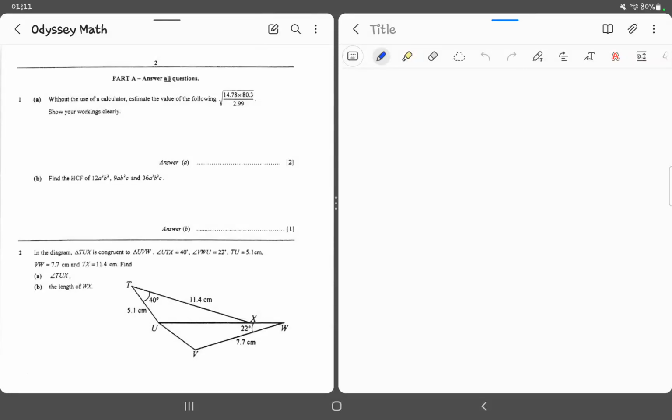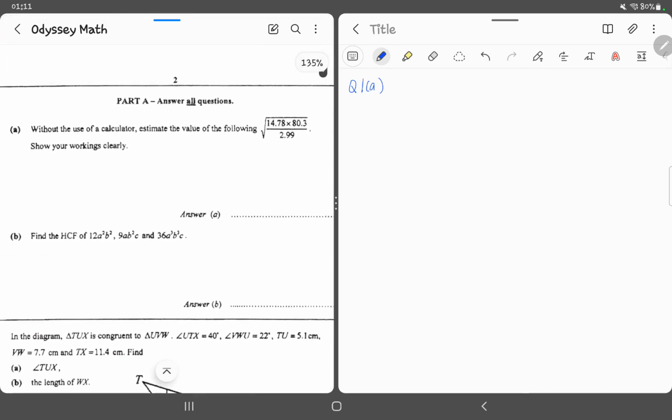Let's do question number 1 on Bukit Merah Secondary School Secondary 2 Express Math Paper 1. Question 1A is just using estimation. Without the use of a calculator, estimate the value of the square root of 14.78 times 80.3 divided by 2.99. You're not supposed to use the calculator over here. Rather, you're supposed to estimate the values and then try to get a rough value.